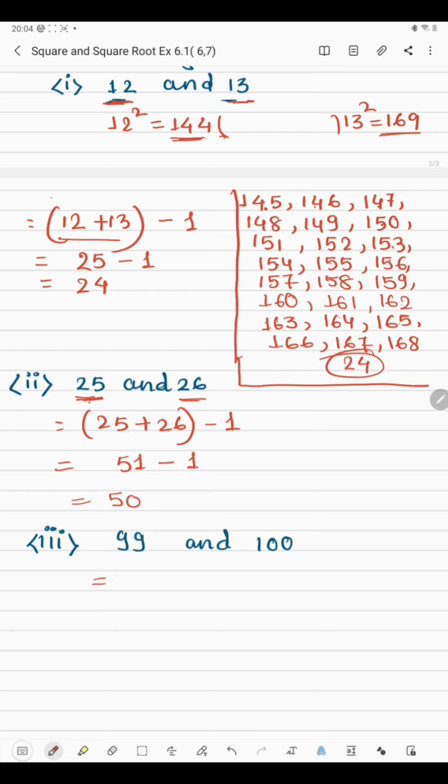Now in the next part we have 99 and 100. Again we will add these two numbers. 99 and 100, again these two are consecutive numbers. So we will add these two and then subtract 1 from that. So 100 to be added with 99. So what will be here? 100 plus 99 is 199, and then 1 will be subtracted from 199, so it will be 198.